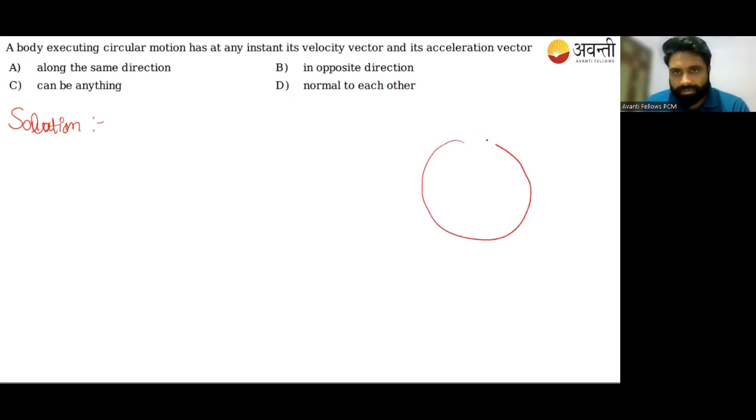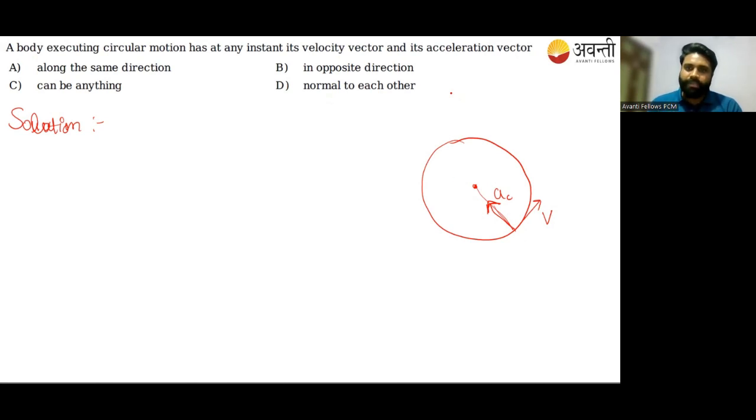Now this is the circle, and this is the center of the circle. If a particle is moving in this direction with a velocity, and it has an acceleration, centripetal acceleration always acts towards the normal. So from this you can say these vectors are perpendicular to each other. So you might be taking option D, normal to each other. But this is incorrect, and that is how the silly mistake will happen.